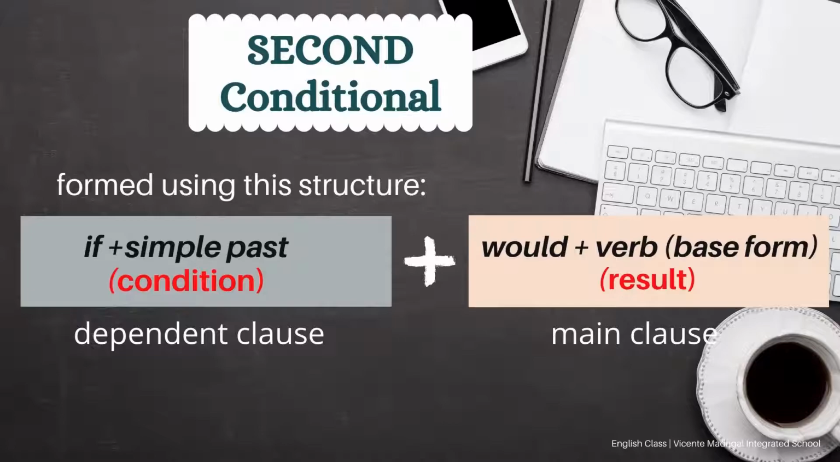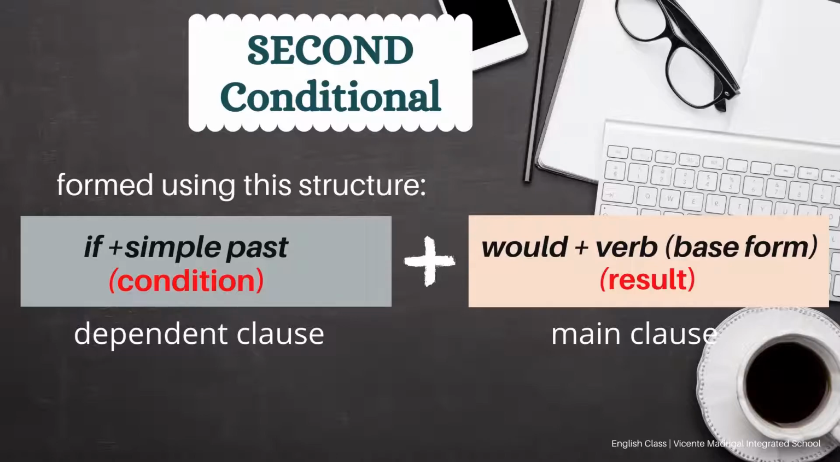First part, the signal word if to form the dependent clause plus simple past tense of the verb to express the condition. Second part, the result, we will use would plus the base form of the verb for the main clause. Base form of the verb is the original form of the verb without any endings.